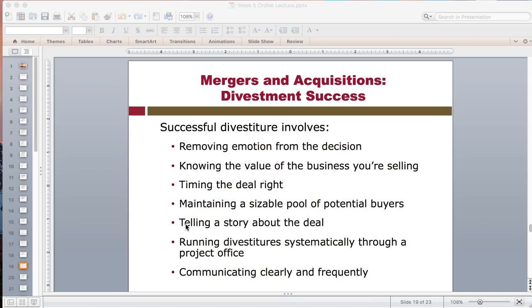It takes a lot of time, and it's something that, again, from a strategic standpoint, may make a lot of sense if you have a division that, even if it's profitable, is taking away or distracting the company from its main business areas.